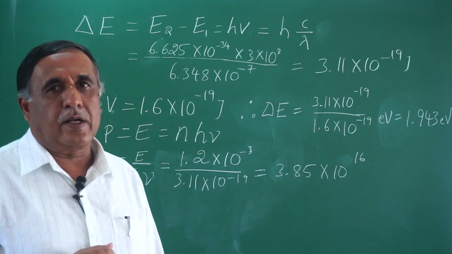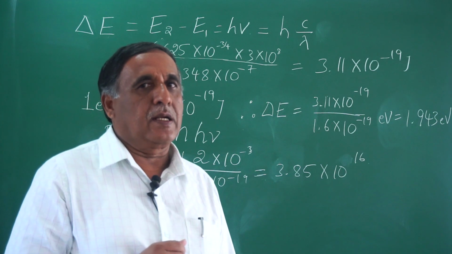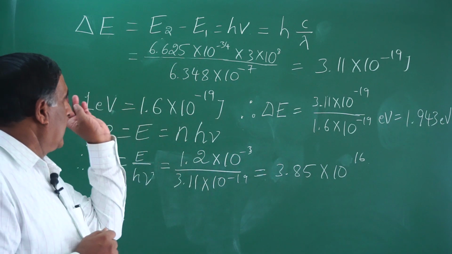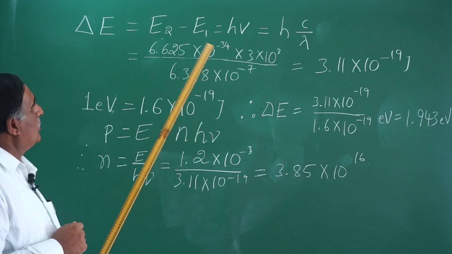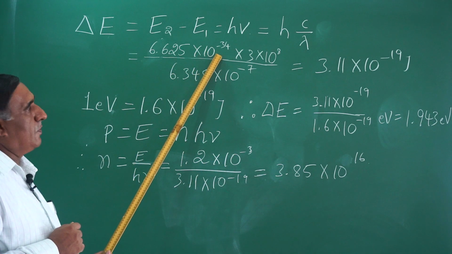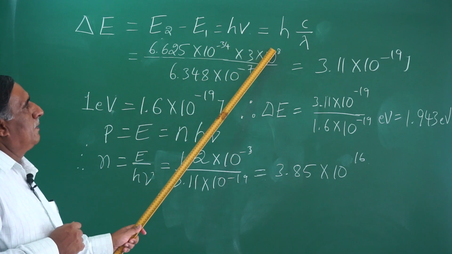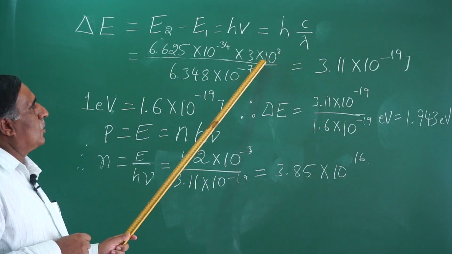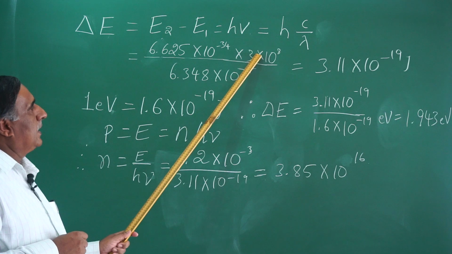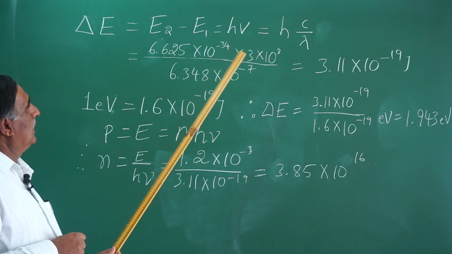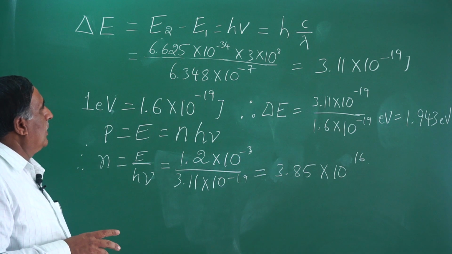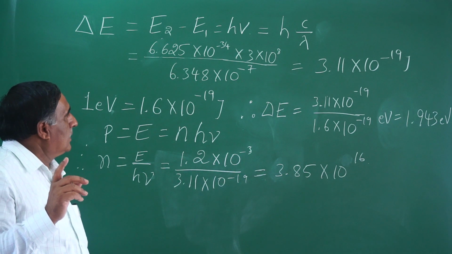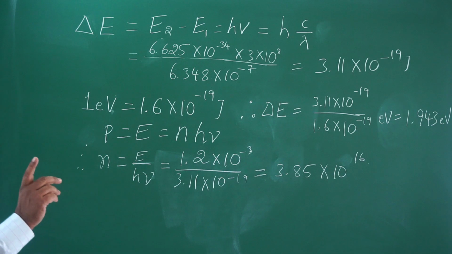Where c is the velocity of light, 3 into 10 raised to 8 meter per second, and lambda is the wavelength. If you make the substitutions, h is 6.625 into 10 raised to minus 34, Planck's constant, and c is the velocity of light in vacuum, 3 into 10 raised to 8 meter per second. Lambda is given as 634.8 nanometer.